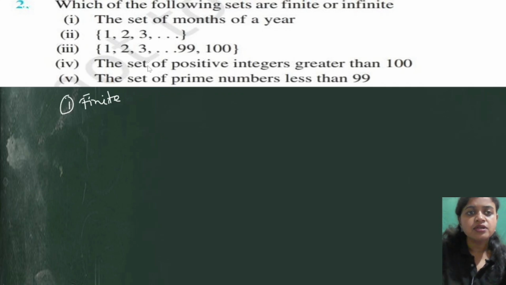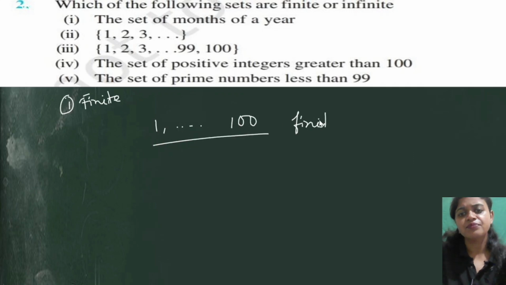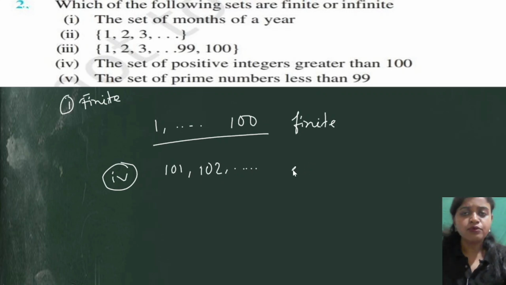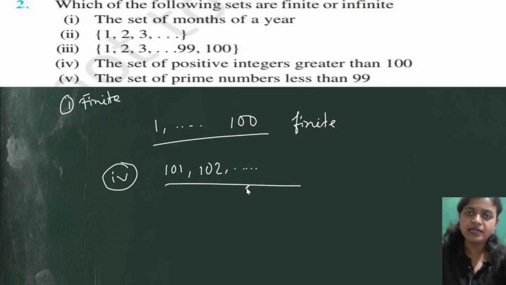Okay. So question number 3: 1, 2, 3, 9, 99, 100. The last number is 100 and the first number is 1, which means we can count them. So that's why it is a finite set. Clear? Next, question number 4: positive integers greater than 100. It will start from 101, 102 and so on. What will be the last number? We don't know. That's why we cannot count these numbers, so it is an infinite set.